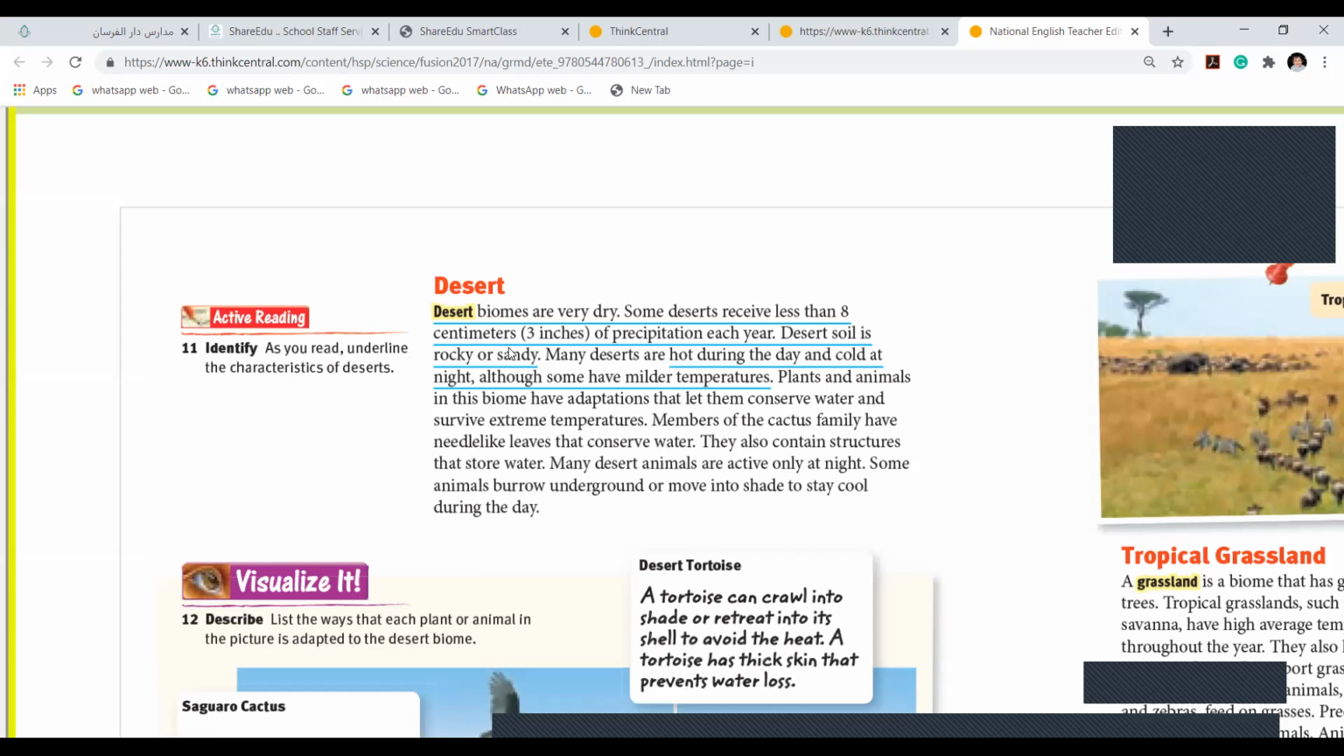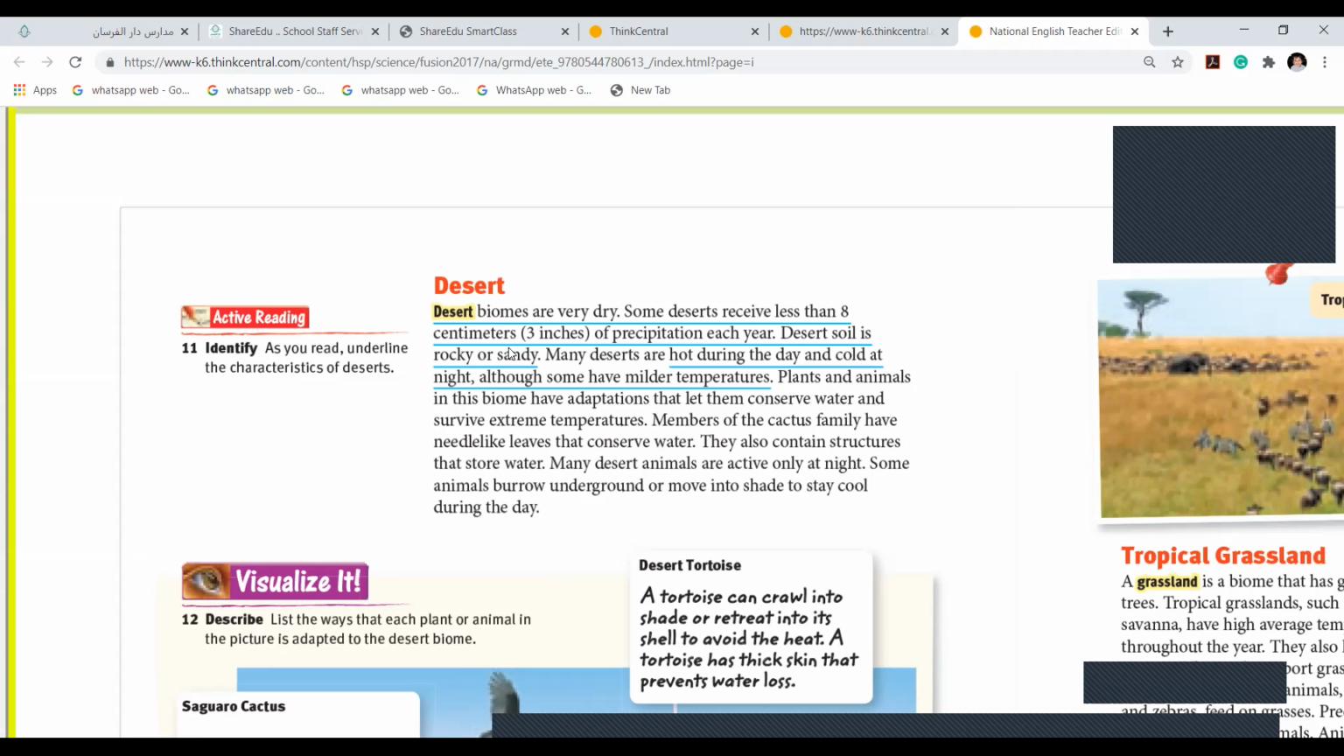You have rocks, even when you go to beaches, you can feel the rocks inside the ocean. When you go to the beach without your slippers, you can feel those rocks there because this is a desert. They have mostly rocky or sandy soil. Many deserts are hot during the day and cold at night, although some have milder temperatures. Plants and animals in this biome have adaptations that let them conserve water and survive extreme temperatures.